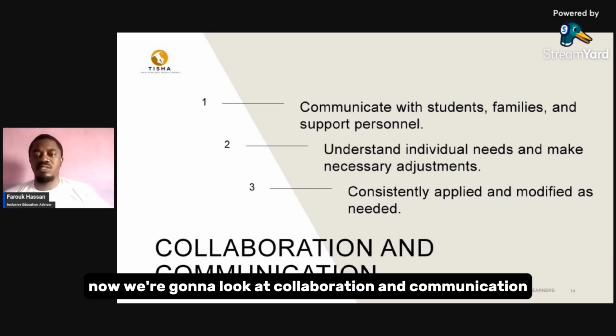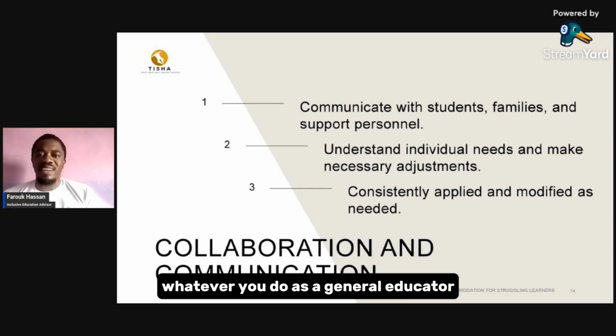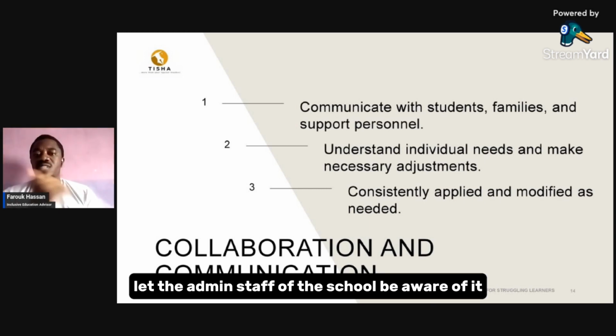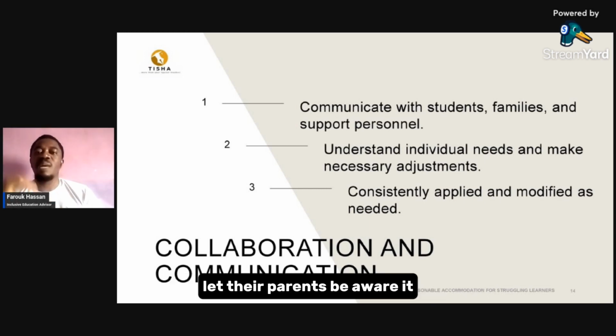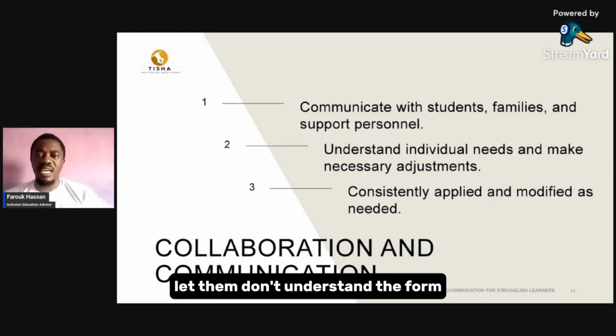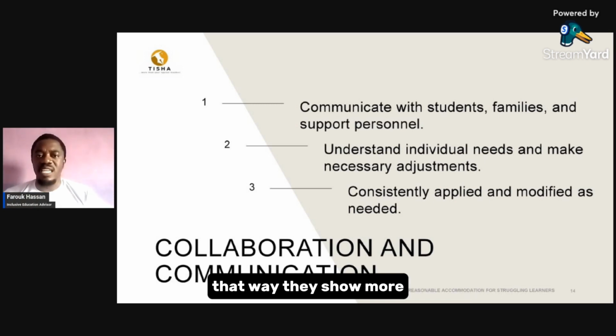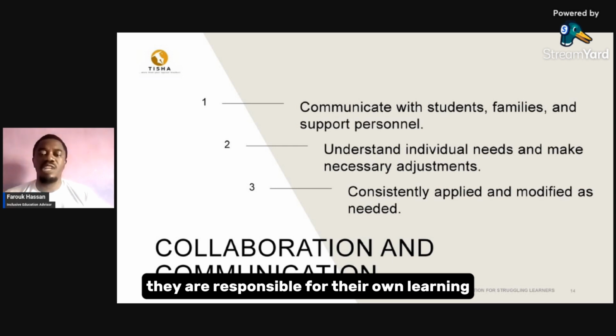Now we're going to look at collaboration and communication. This means that whatever you do as a general educator, let the special educator be aware of it. Let the admin staff of the school be aware of it. Let their parents be aware of it. Let the students in question be aware of it. Let them understand the form of accommodation that is provided to them. That way they show more interest in their own learning. They are responsible for their own learning.